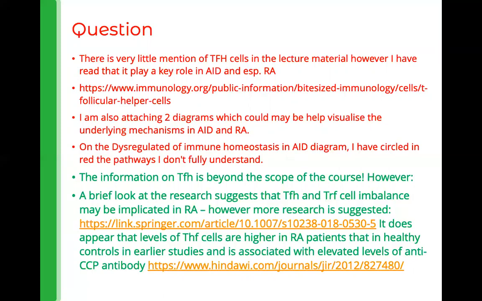A very quick look didn't show me loads, so it definitely means I need to go and look at it more. But because it wasn't actually mentioned in the material, I said I can't go and look it up because it's extra material really. So what I did do is I had a really quick look and stuck in a bit of 2 links there, where levels of TFH cells are higher in RA patients than in healthy controls.